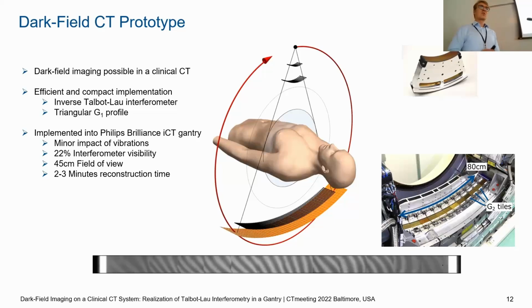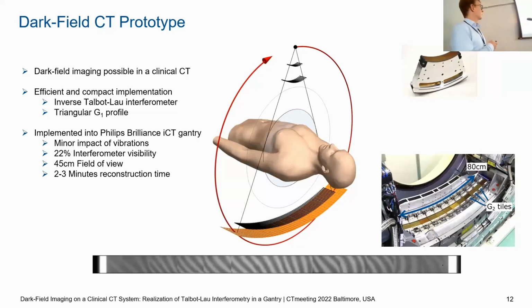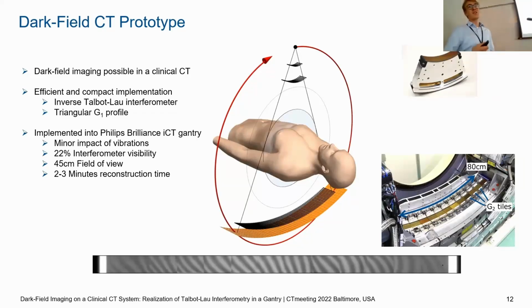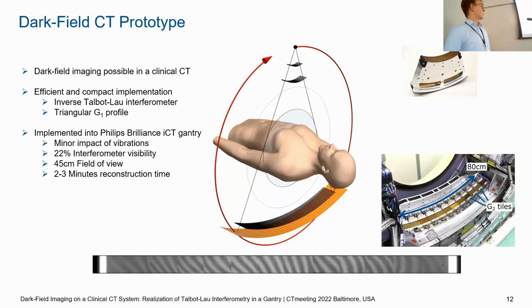We demonstrated this in a BrillianceICT gantry from Philips, which we upgraded basically to do dark field imaging. And we have only found a minor impact of these vibrations, which is really cool. And the 22% visibility with this large field of view of 45 centimeters and 2 to 3 minutes reconstruction time are the specifications of the system.